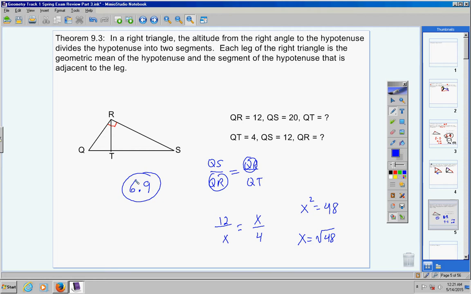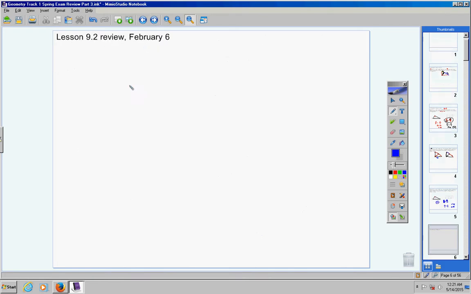Okay, so make sure you're familiar with those two theorems, students. Alright? Okay, let's continue on to lesson 9.2.